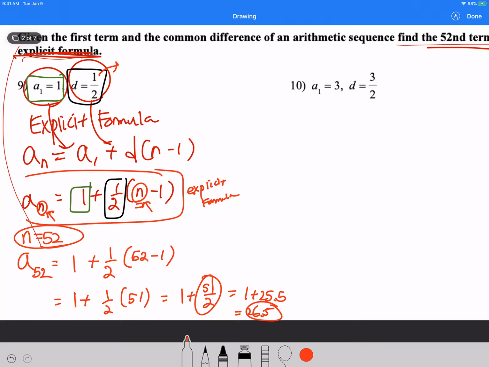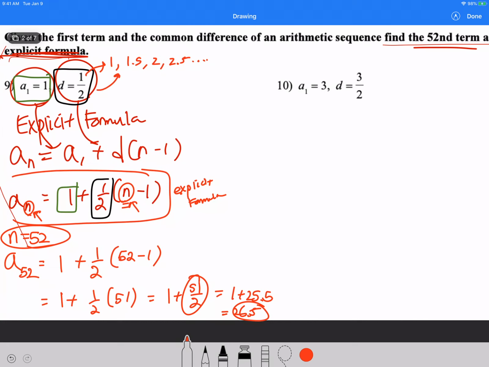And notice how the terms are going to be like 1, 1.5, 2, 2.5, and so on, because our common difference is a half. So it relatively makes sense. You can kind of get the vibe that if I continue down this trend 52 times afterwards, or 51 times to be exact, you will end up with 26.5 on the 52nd term.